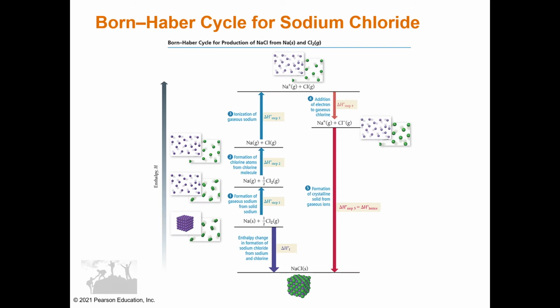This is a very nice picture showing all the steps. Again, with Hess's law, we're taking a series of steps and adding them all together to have one overall reaction. And when we do that, we're also going to add up the different delta H values for each step.